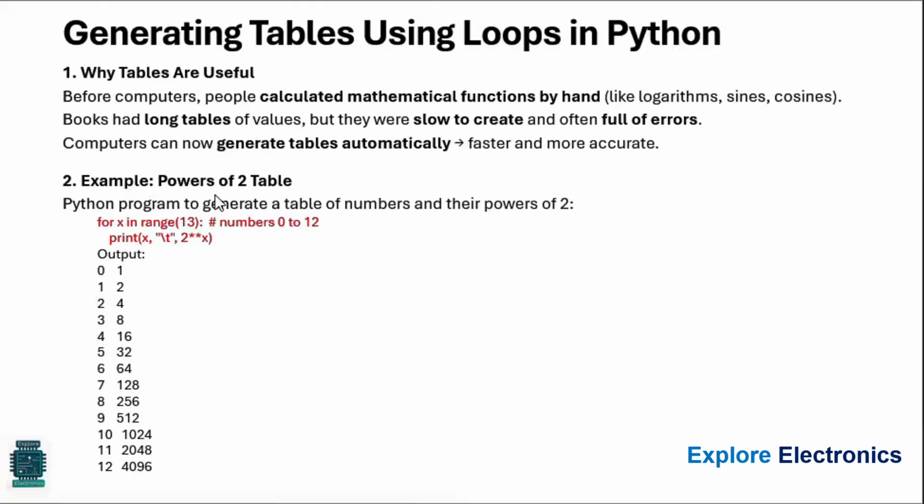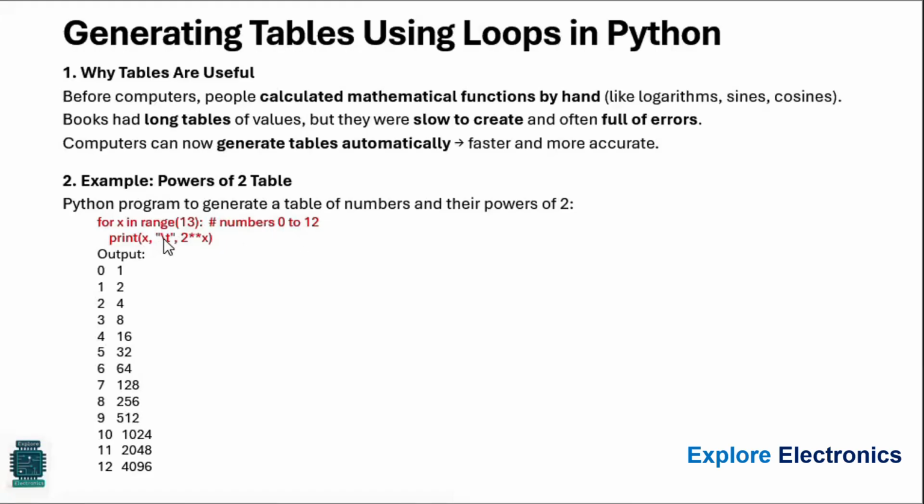Let us see the example. Powers of 2 table. It will give the output like this. Let us see this example program: a Python program to generate a table of numbers and their powers of 2. For x in range 13. Here we have used a for loop. For x in range 13, it will go from 0 to 12.